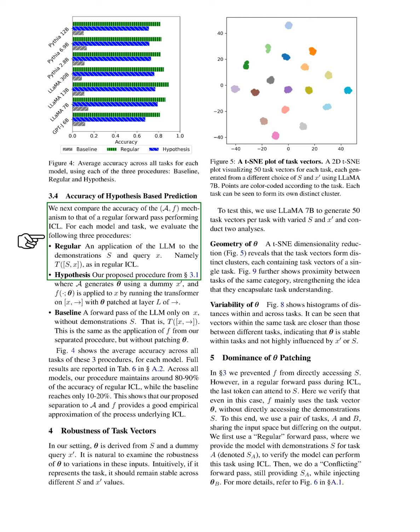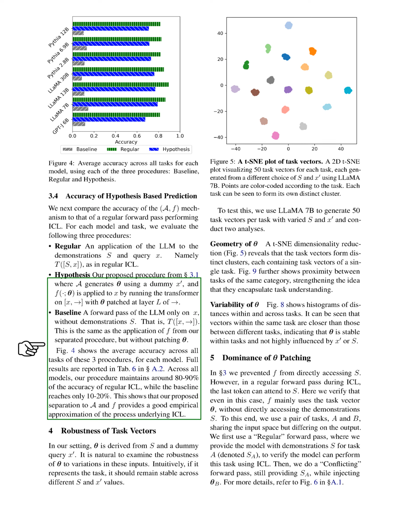1. The regular procedure, which applies the model to the demonstrations and query. 2. Our proposed procedure, where A generates a parameter vector using a dummy query, and F is applied to the query by running the transformer with the parameter vector patched at layer L. 3. A baseline procedure, which is a forward pass of the model only on the query, without demonstrations.